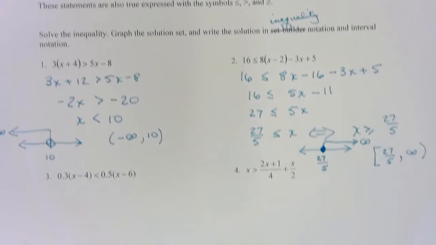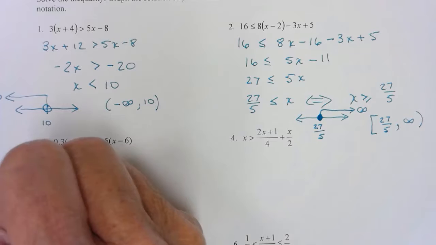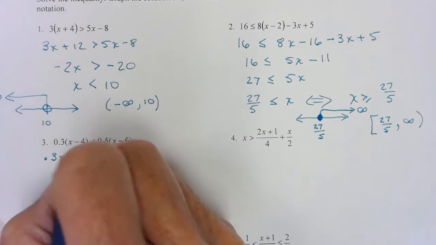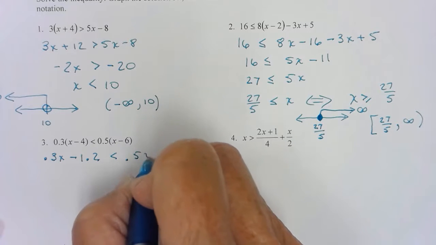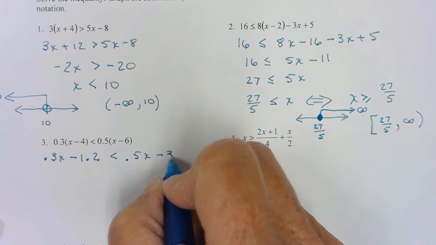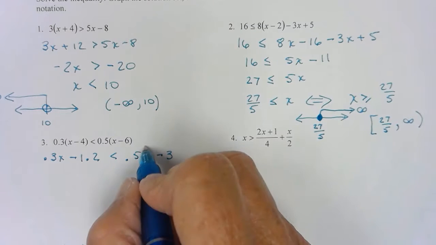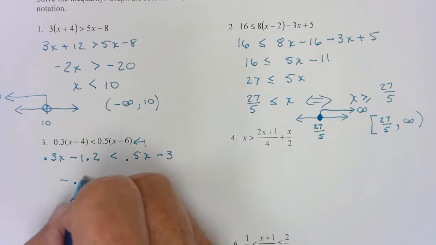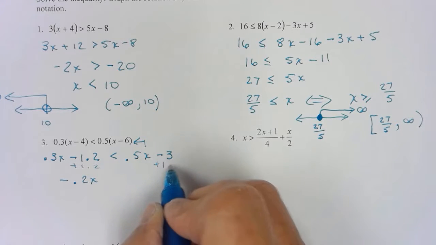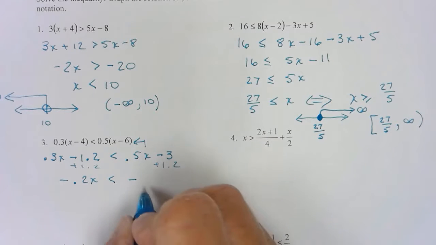Let's look at the next one. Distribute through the 0.3. I'd have 0.3x minus 1.2 less than 0.5x minus 3. So let me get x's to the same side. I'm going to take my x's to the left, subtract that. I'm going to have a minus 0.2x. Let me add 1.2 to both sides. And that will give me a negative 1.8.